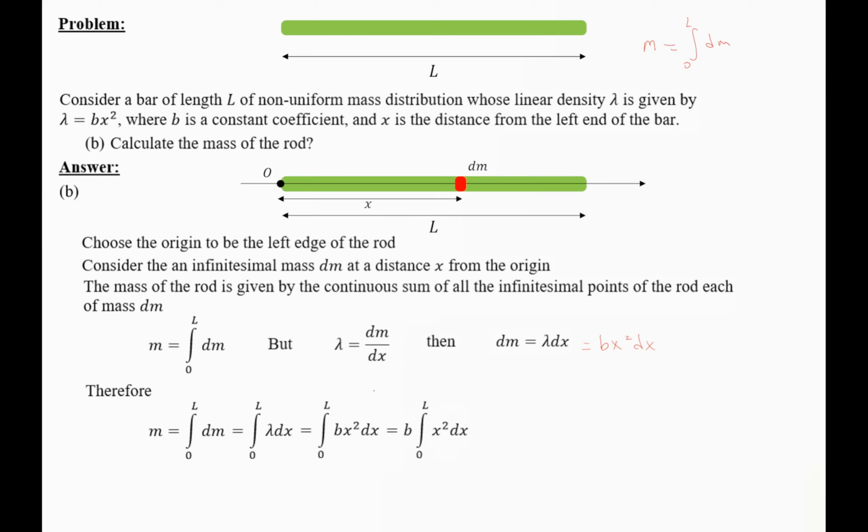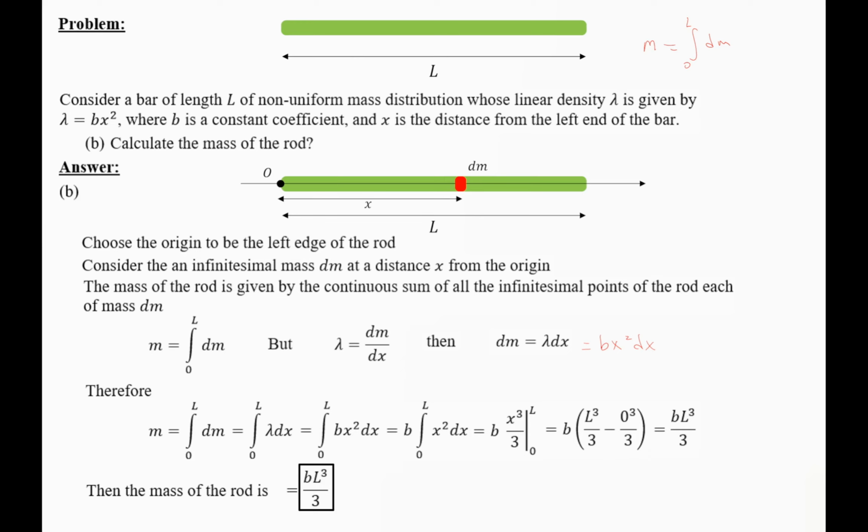Now b is a constant and can be dragged out, and we're left with an integral in which the boundaries and the variable totally agree. Now x squared would give us x cubed over 3, computed from 0 to L. B is a factor, and in this case the total mass of the rod, given in terms of its length, is given by bL cubed divided by 3. Then the mass of the rod is bL cubed over 3.